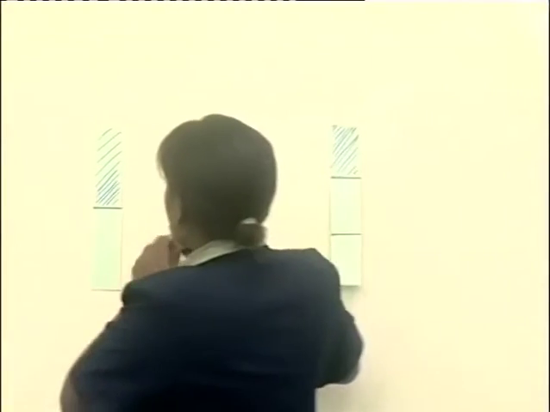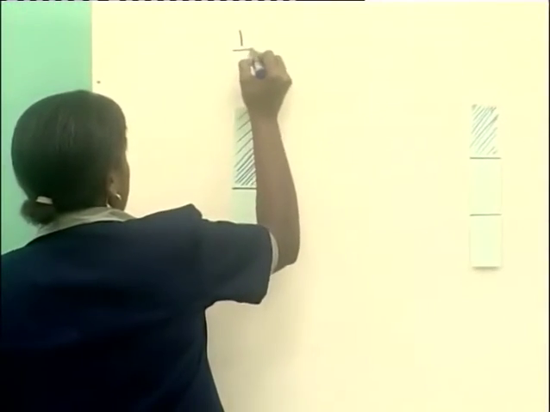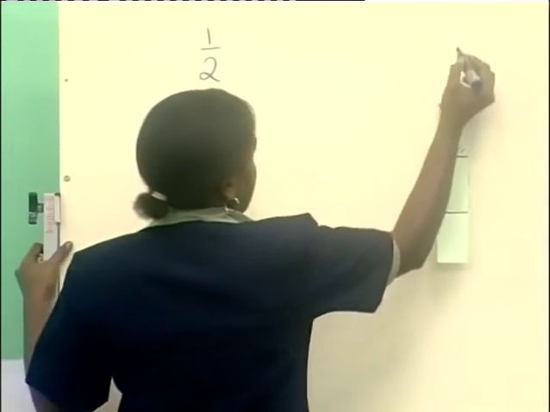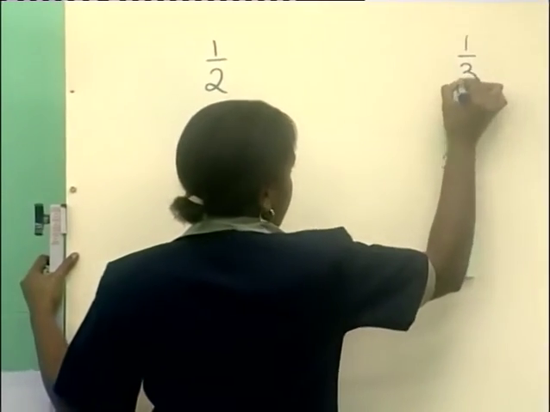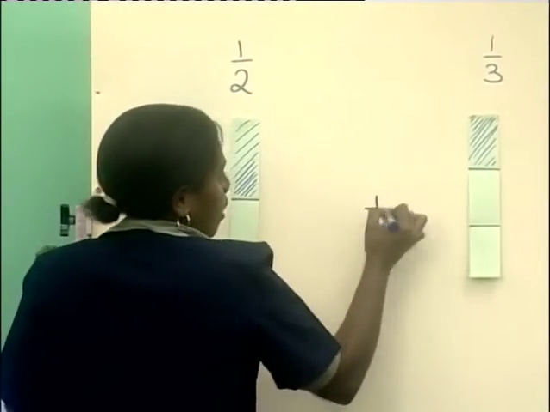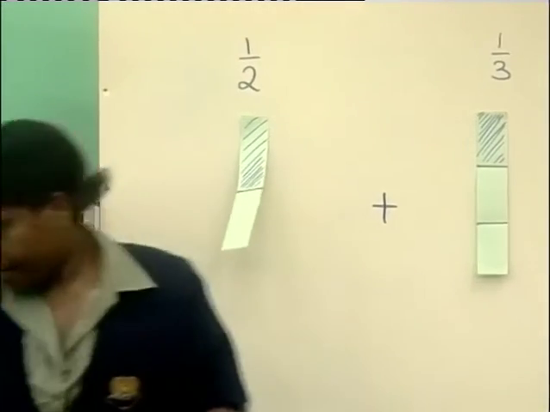Have you shaded in your fraction strips? Okay. So this is a half, and this is 1/3. All right, so a half plus a third, right?